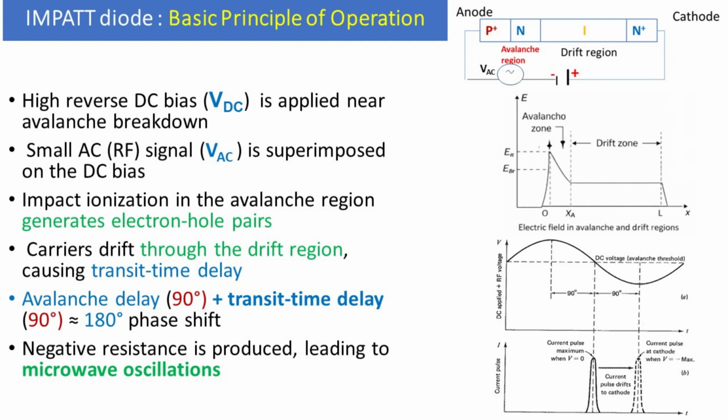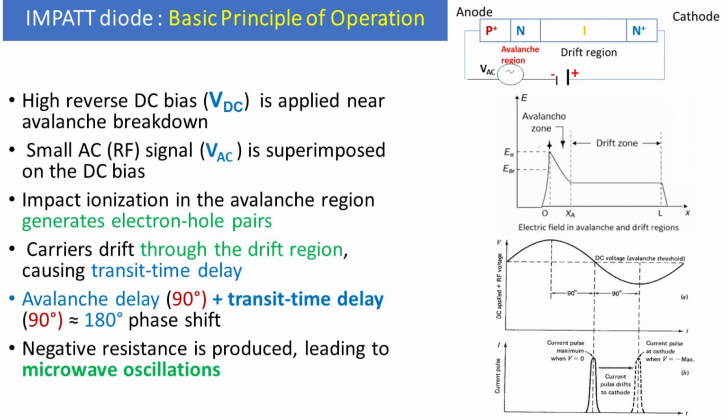This slide shows the basic operation of the IMPATT diode. A high reverse DC voltage is first applied near avalanche breakdown. A small RF voltage is then superimposed on this DC voltage. Impact ionization produces electron-hole pairs in the avalanche region. These carriers then move through the drift region.